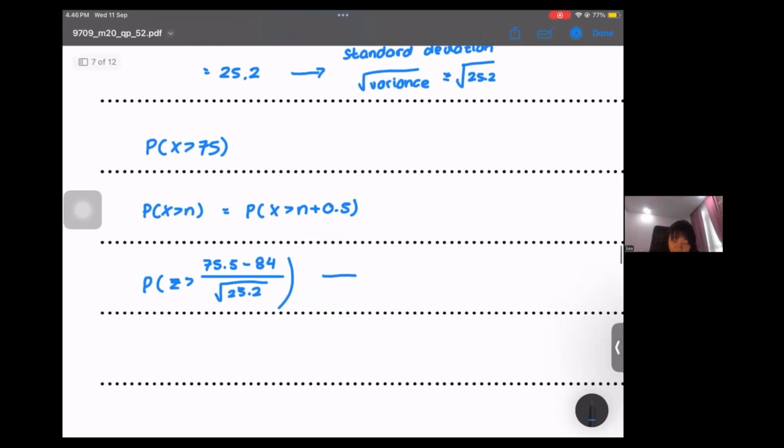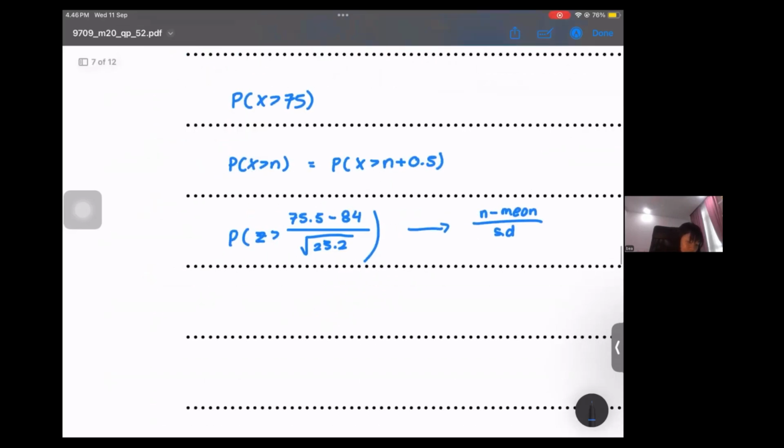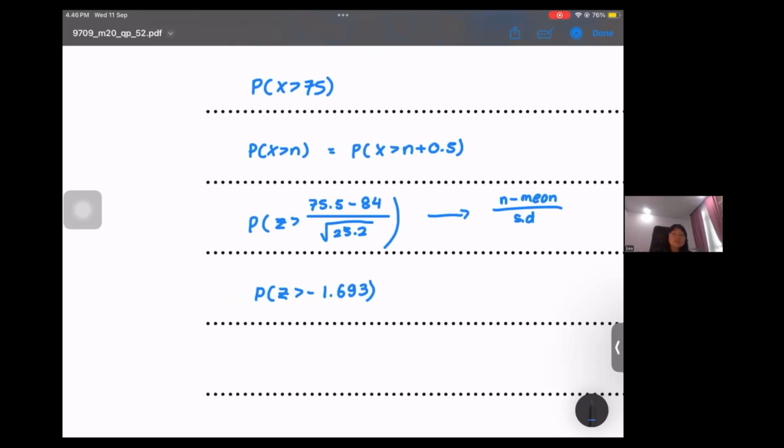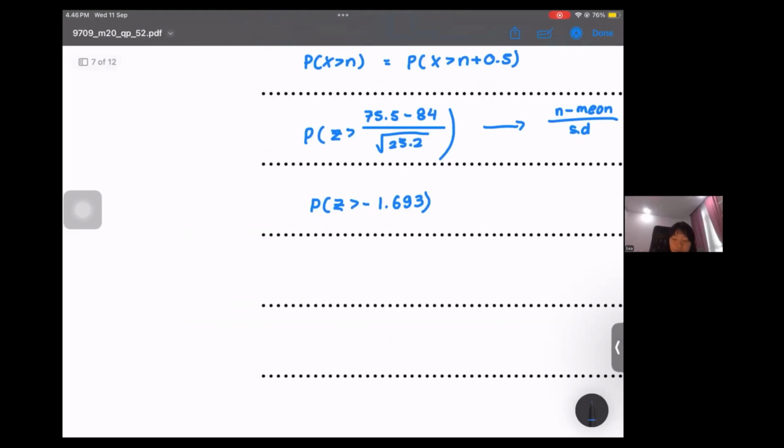The formula for this will be n minus the mean, divided by your standard deviation. Put this value into your calculator and you will get P(Z is larger than negative 1.693). Now you will have to use your normal distribution chart to find the value of 1.693. Since there is a negative value, we can switch the sign into Z as smaller than 1.693. And you will need to find it in your chart.